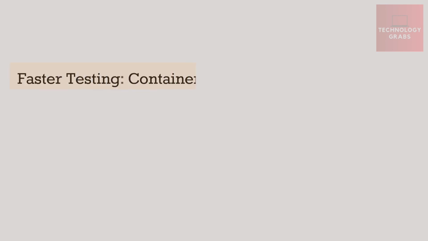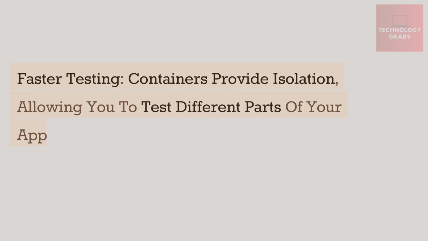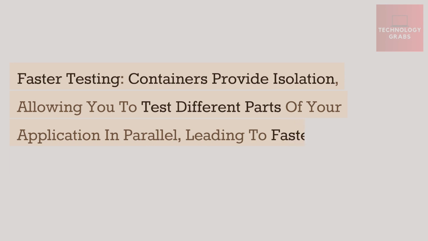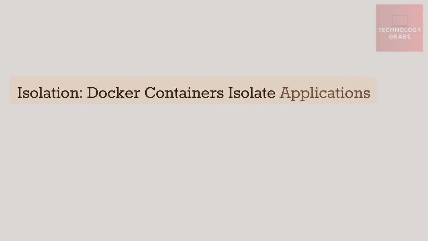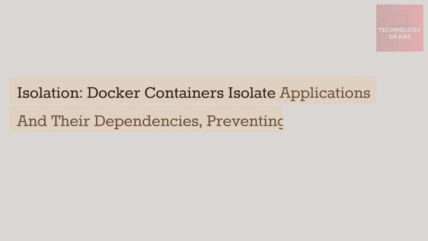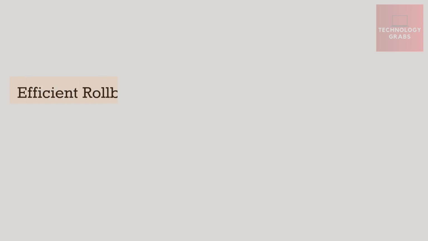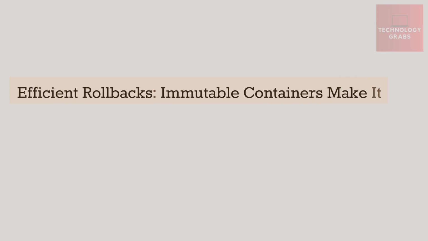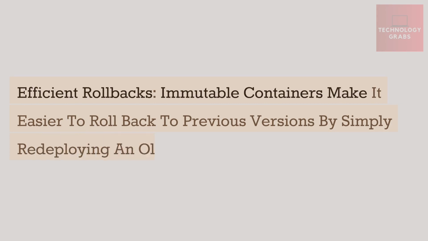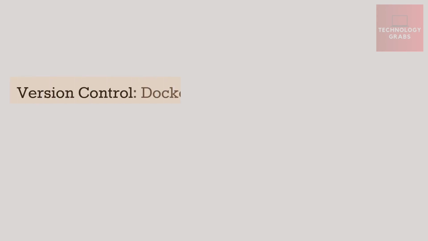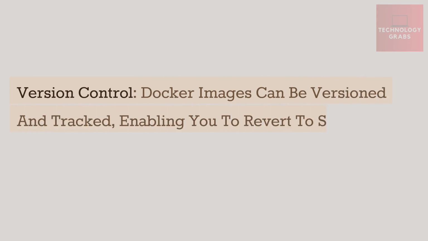Faster testing. Containers provide isolation, allowing you to test different parts of your application in parallel, leading to faster test execution. Isolation. Docker containers isolate applications and their dependencies, preventing conflicts and providing cleaner integration testing. Efficient rollbacks. Immutable containers make it easier to roll back to previous versions by simply redeploying an older image. Version control. Docker images can be versioned and tracked, enabling you to revert to specific states if needed.